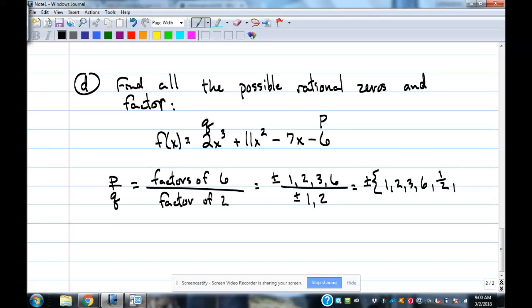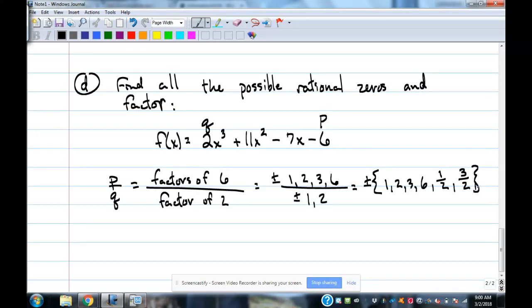1. We've already got 1 listed, right? So I don't need to put it again. 3 divided by 2. Oh, it's the fraction 3 over 2. 6 divided by 2. I've already got 3 listed, right? So I don't need to list it again.